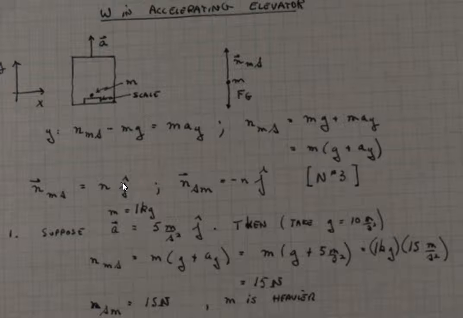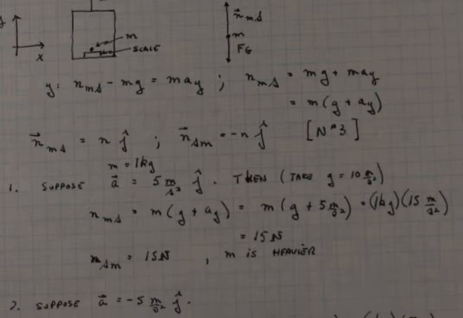It's in the upward direction. If it's the normal force of the scale acting on the mass, however, by Newton's third law, the reaction force to this, obtained by switching object and agent, is the normal force of the mass on the scale. That's going to be minus n times g. And so let's suppose that we had a 1 kilogram mass, assuming a g of 10 meters per second squared.